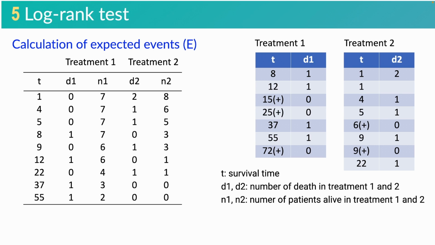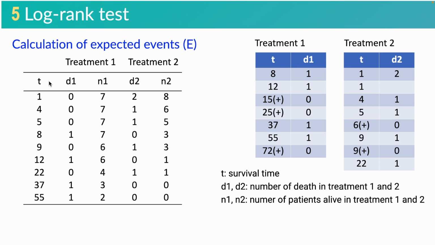To calculate the chi-square for the log-rank test, we first will calculate expected events. The table on the right shows survival time and the number of deaths in treatment 1 and treatment 2. We need to arrange this data in one table, as the table on the left. This table includes survival time, the number of patients dead and alive for treatment 1, and the number of patients dead and alive for treatment 2.